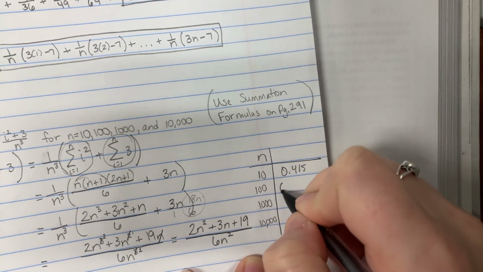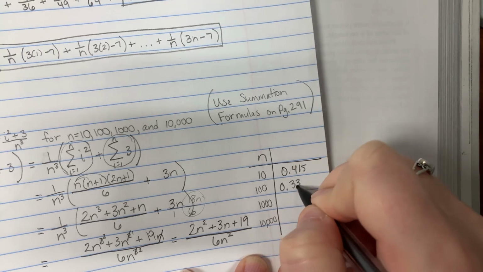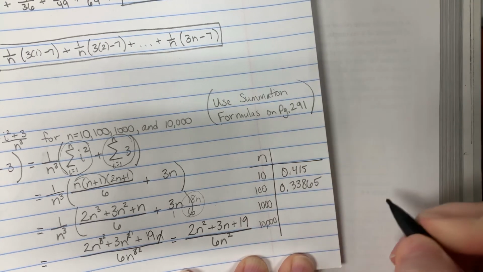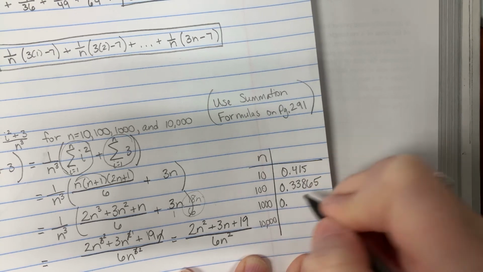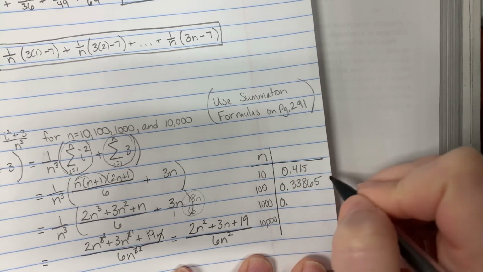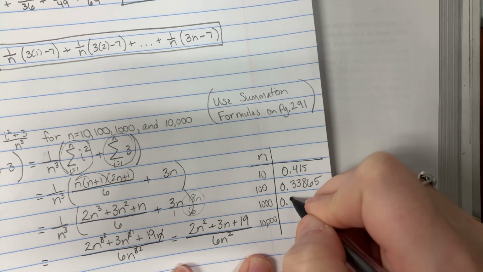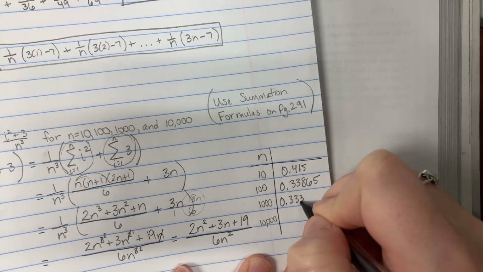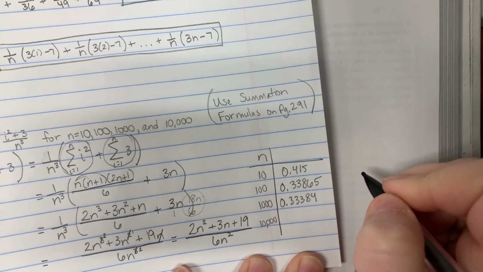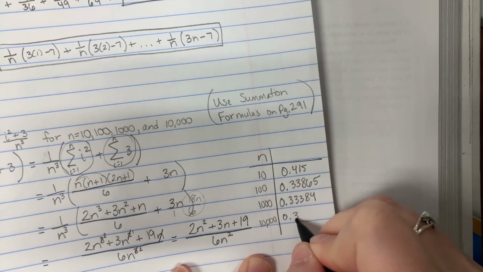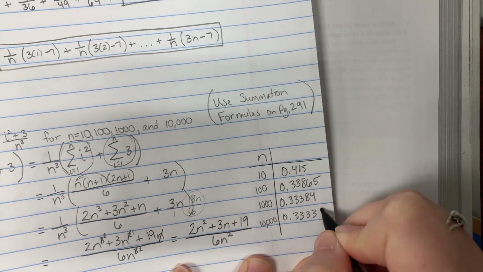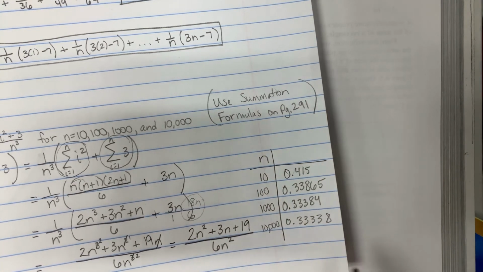0.415, 0.33865. I kind of left that one pretty long. I didn't simplify it, I didn't round it to 4 decimal places. You can if you want to. Same thing with this one, I left it at 5 decimal places. And then this last one, 0.33338. So here's what's happening.